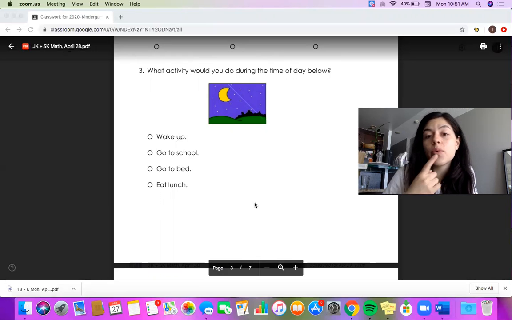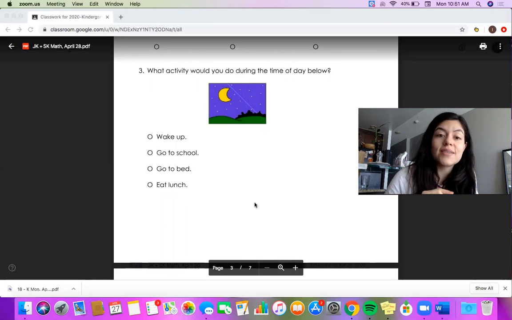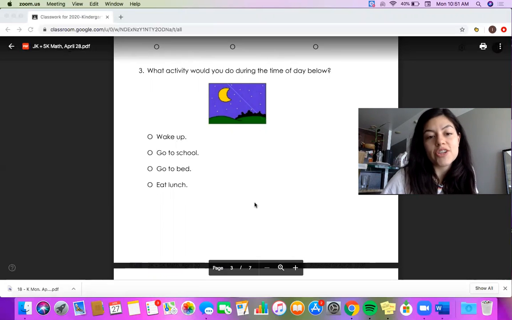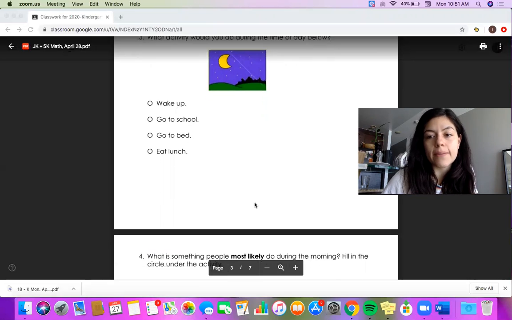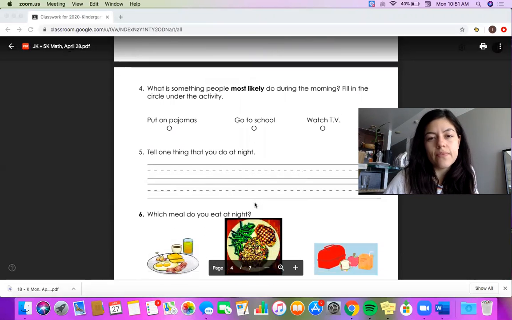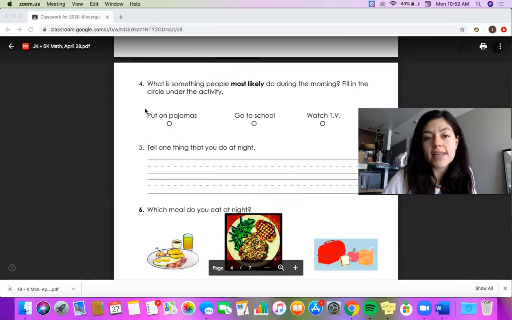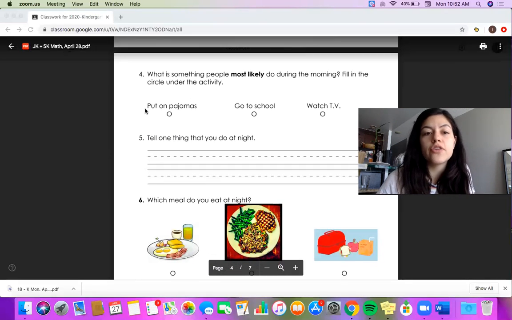Remember, kindergarten, if I'm reading too fast for you, you can always pause my video and rewind it to make sure you hear the full question. Give yourself extra time if you need it. All right, the next page is for SKs. Remember, JKs, you don't have to do this page if you don't want to. It's a challenge page for you.